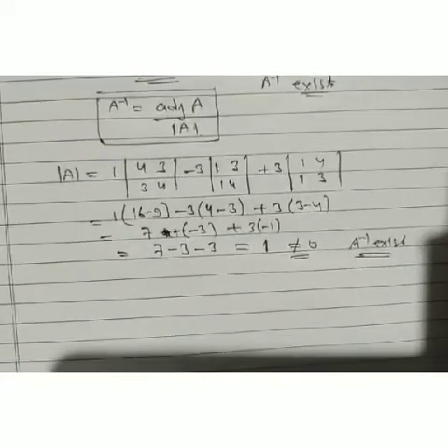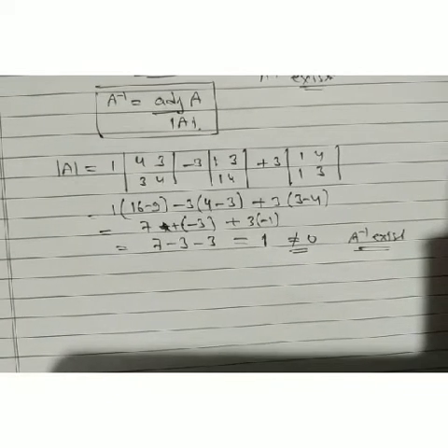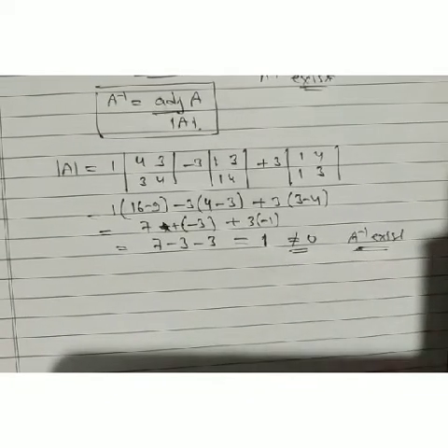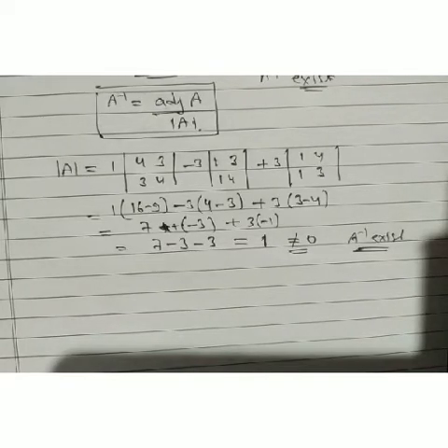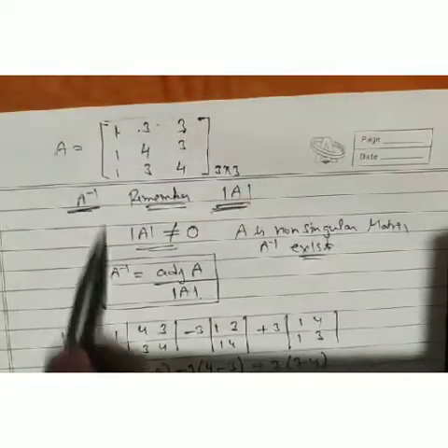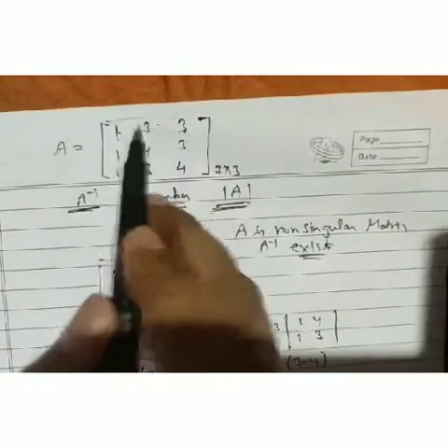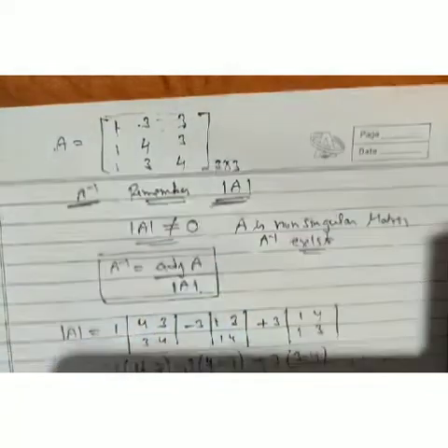Now we are going to find the adjoint of A. A inverse exists, which means when the determinant of A is non-zero, the inverse exists. Then our next step is to find the cofactors. We are going to find the cofactor of each element.